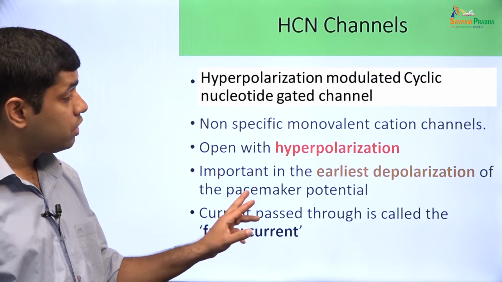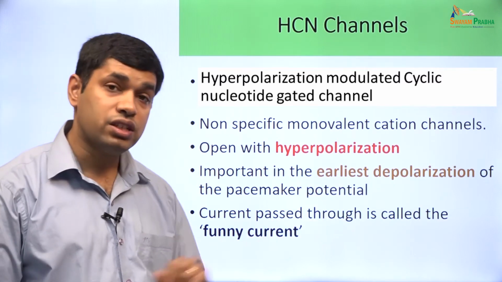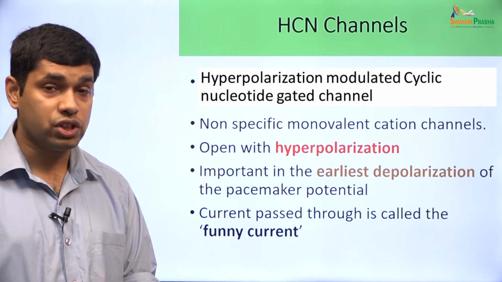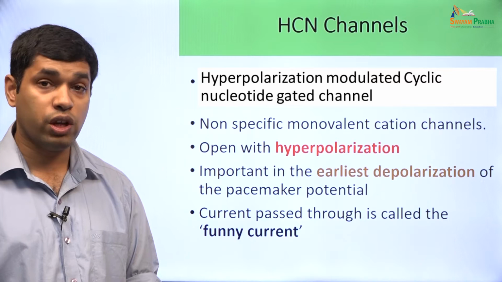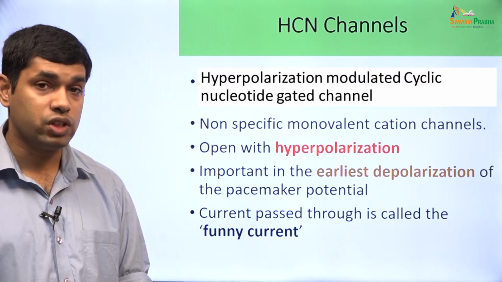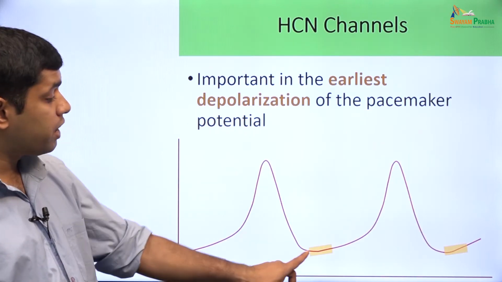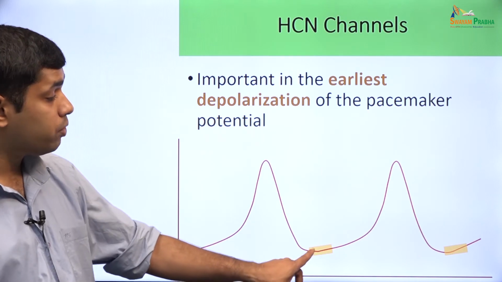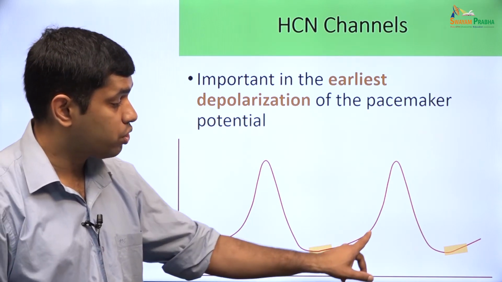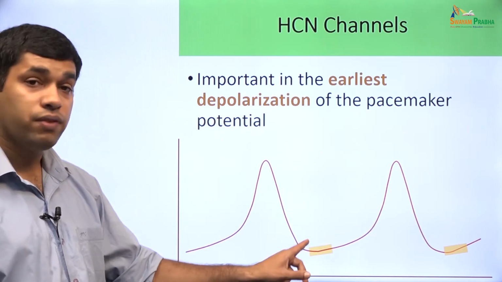Now what is important? This is important for the earliest depolarization of the pacemaker potential. We've discussed the pacemaker potential when we talked about the T-type calcium channel, and the initial part of the depolarization of the prepotential, or the pacemaker potential, is because of the funny current.